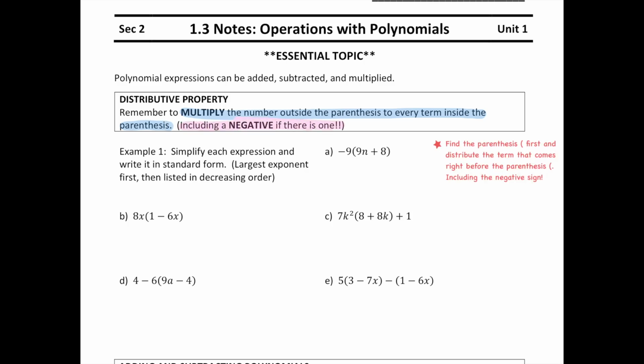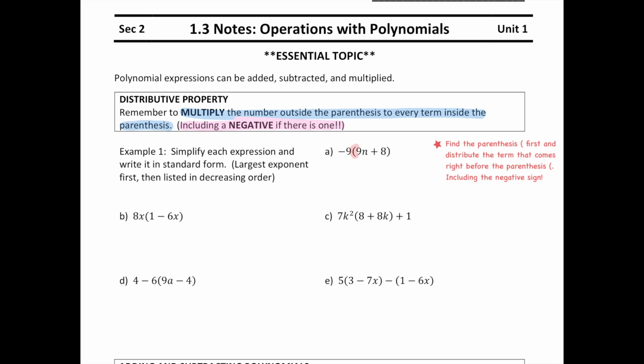To help with that, with all of these problems, you want to find the parentheses first, the left open parentheses, and distribute the term that comes right before that parentheses. That includes the negative sign. With this example, the left open parentheses is here, and we want to find that first, and then distribute what comes right before that, including that negative.